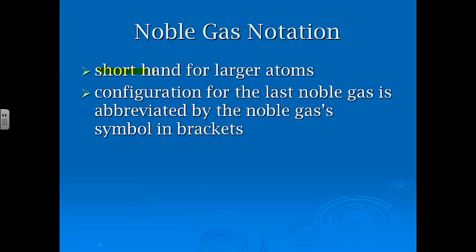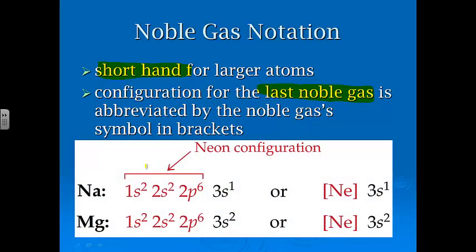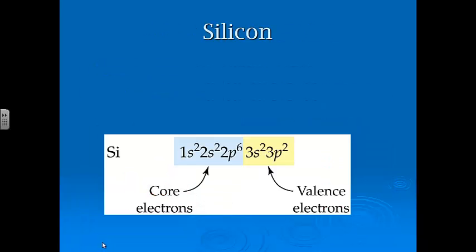Now, noble gas notation, remember, is a shorthand. We're going to do some samples here in a minute. It's the configuration for the last noble gas abbreviated, because when we get down below argon and krypton and xenon, they're just long and ugly to write all out. So, for example, if this was sodium's electron configuration, the last noble gas before sodium on the periodic table is neon, so the noble gas notation would be neon 3s1. Magnesium would be neon 3s2 because it's the second element in the 3s block. Okay? Now let's do some samples.